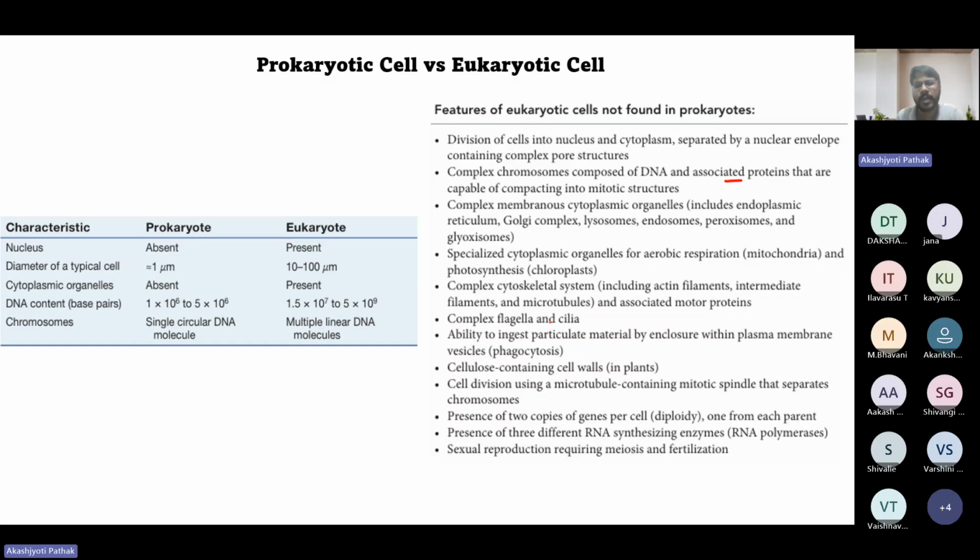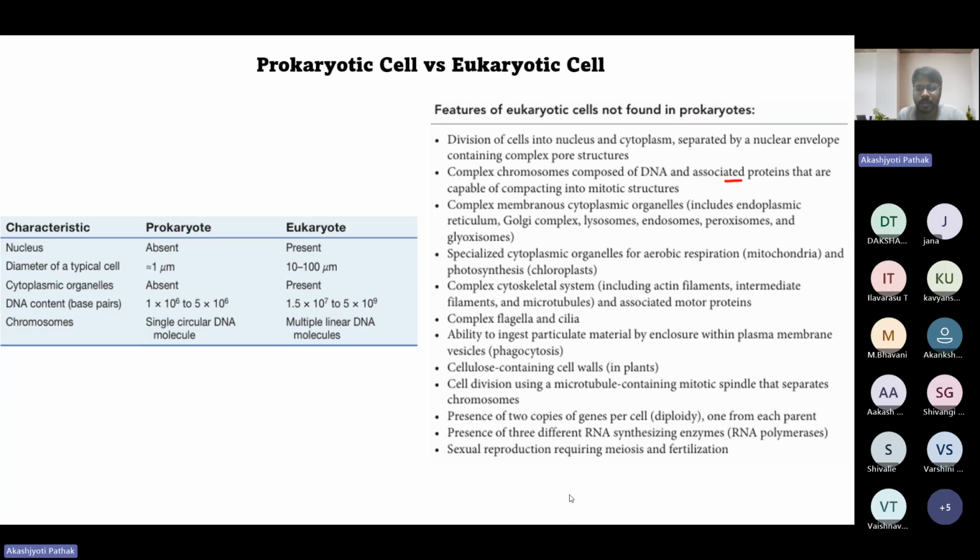Eukaryotic cells will have complex cilia and flagella, right? If you see different eukaryotic cells, the sperm cell has flagella, and there are cilia in our intestine, our gut. Also, there are cilia-like structures. These are complex. If we look at the structure of the flagella and cilia in a prokaryotic cell and a eukaryotic cell, these structures differ. Also, there is the presence of 2 copies of each gene per cell. Then sexual reproduction is seen, while in bacteria, we all know that binary fission and other types of asexual reproduction take place.